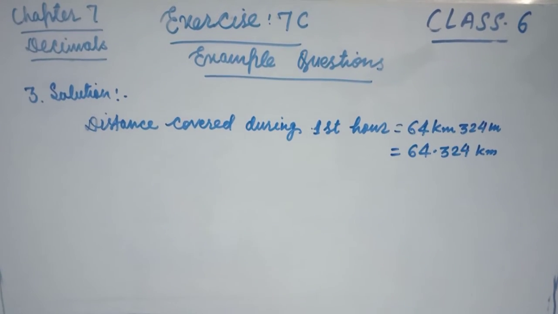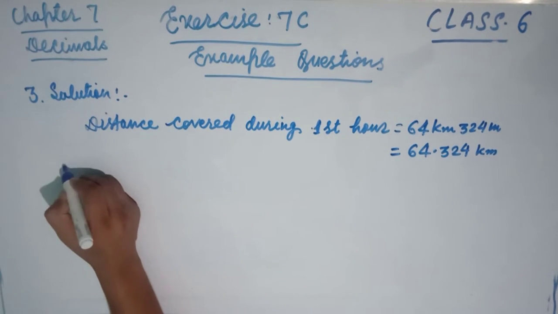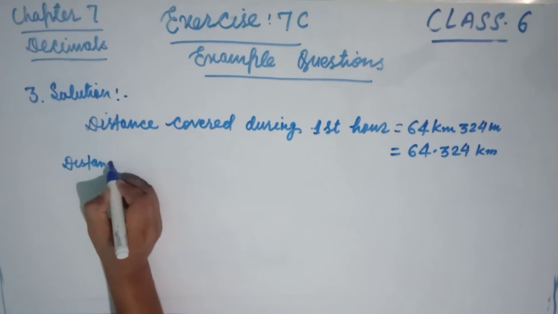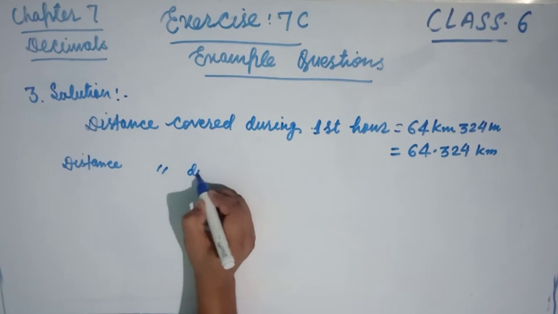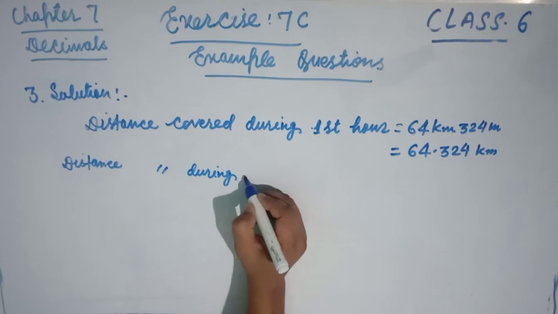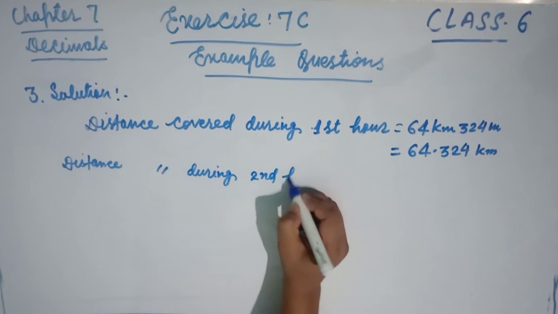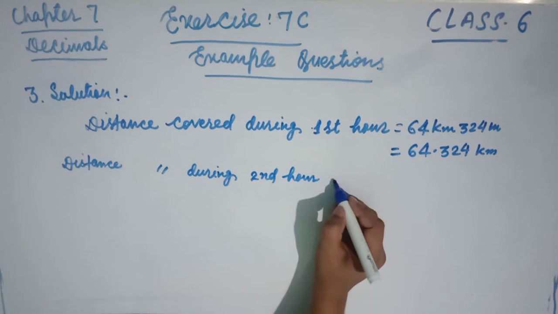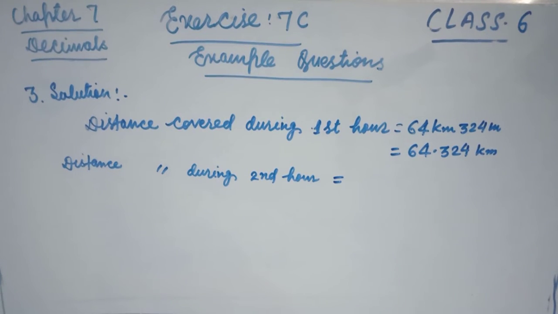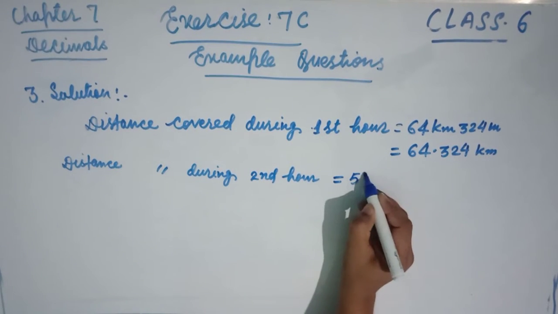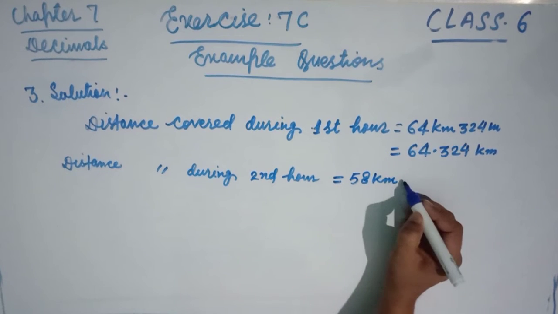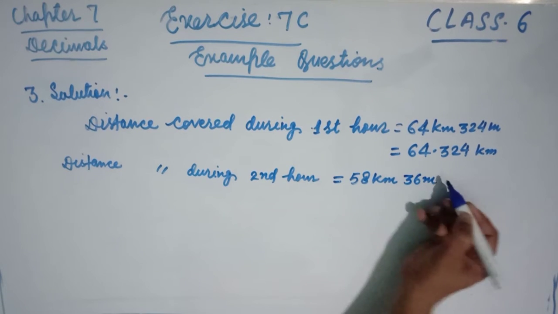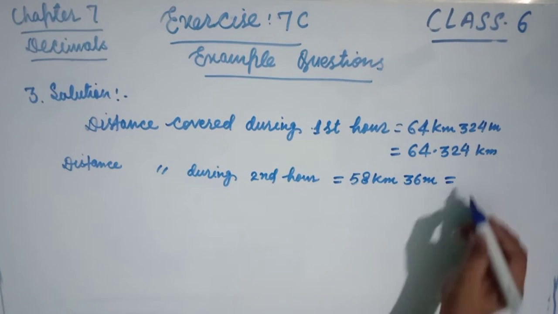Now see the next, the distance covered during the second hour is equal to 58 kilometer and 56 meter. So this could be written in decimal form as 58.